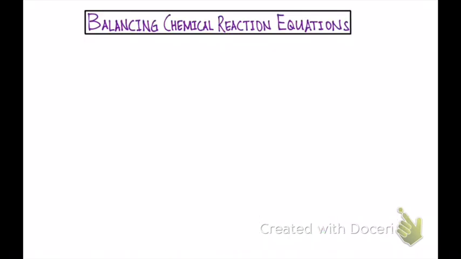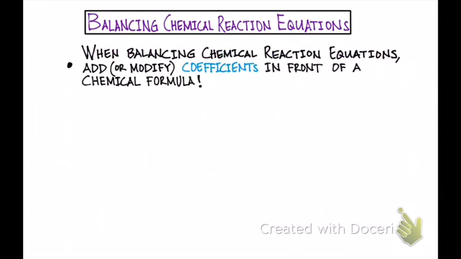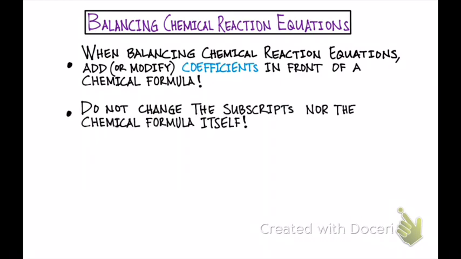So how do we balance a chemical reaction equation? There are a few rules to follow. When balancing chemical reaction equations, add or modify coefficients in front of a chemical formula. You can't change the subscripts nor the chemical formula itself.